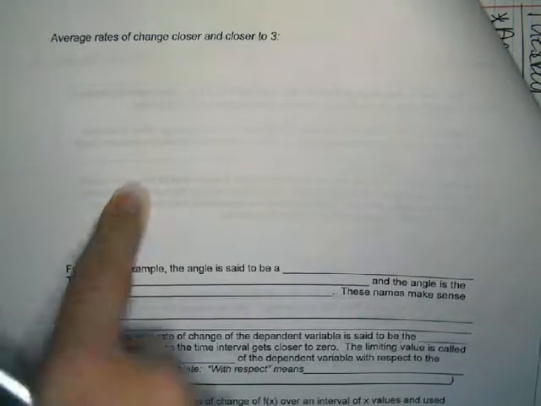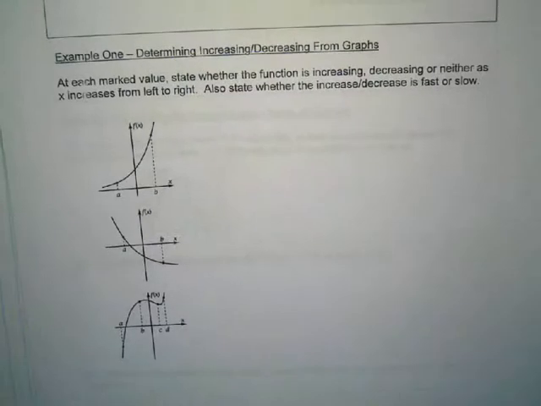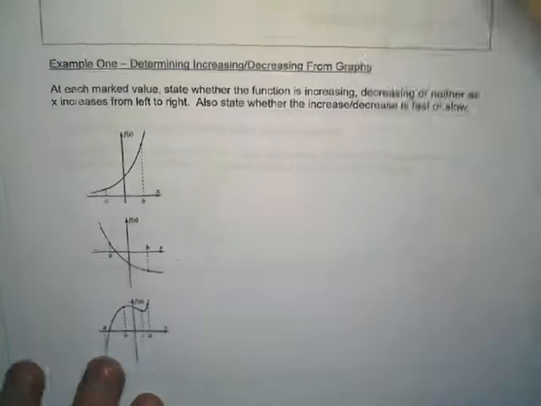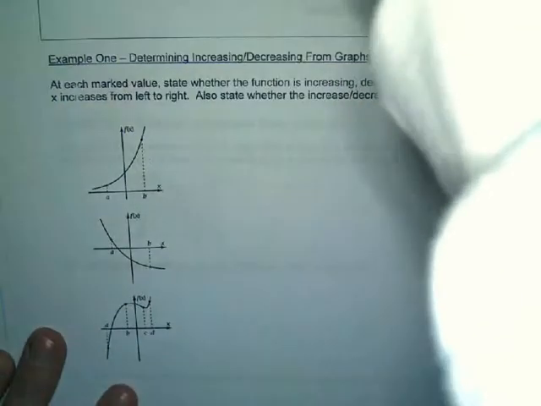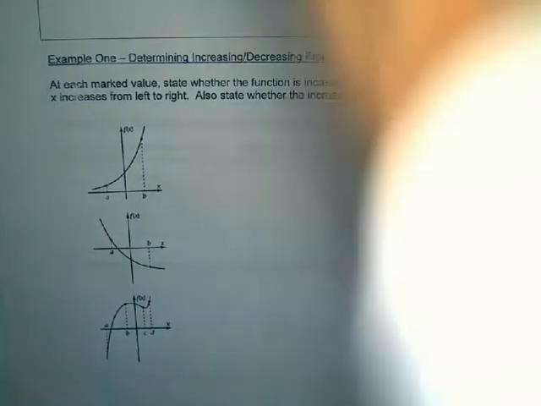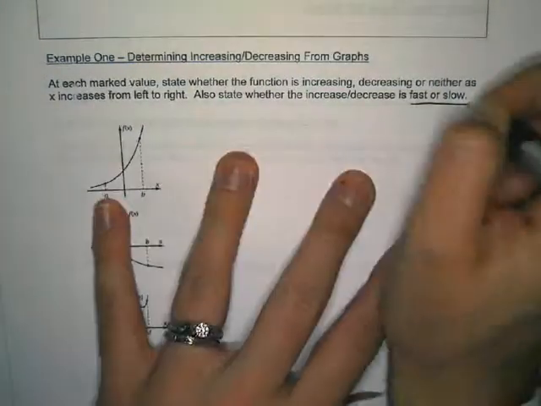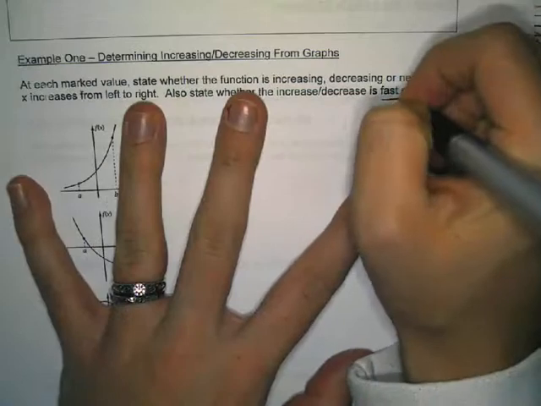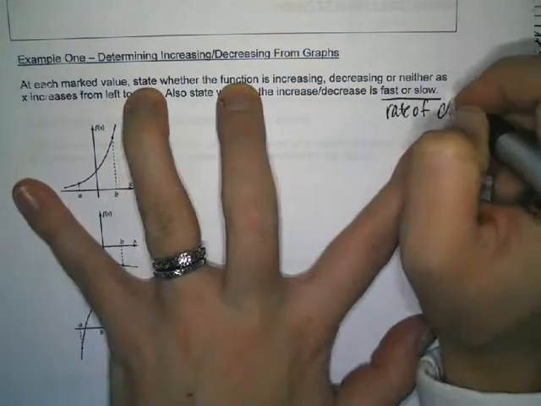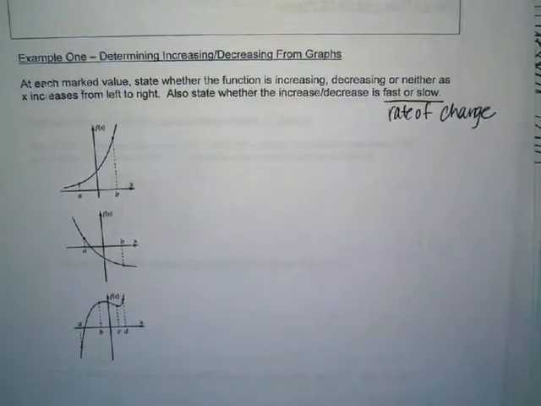And then for example 1, we have 3 different graphs, and we're going to look at each one to determine if the function is increasing or decreasing, and is it fast or slow. So a couple things here. Fast or slow refers to rate of change, which, when we were looking at the table example yesterday with the door, had to do with the slope of the graph.